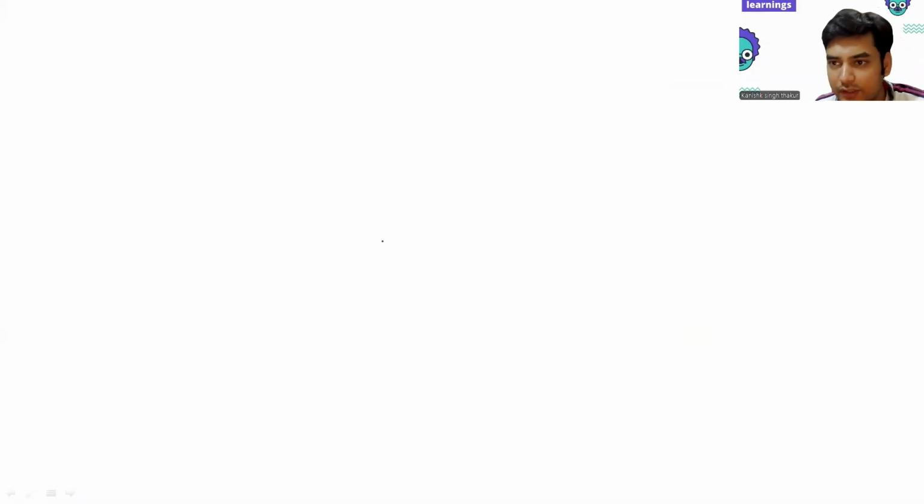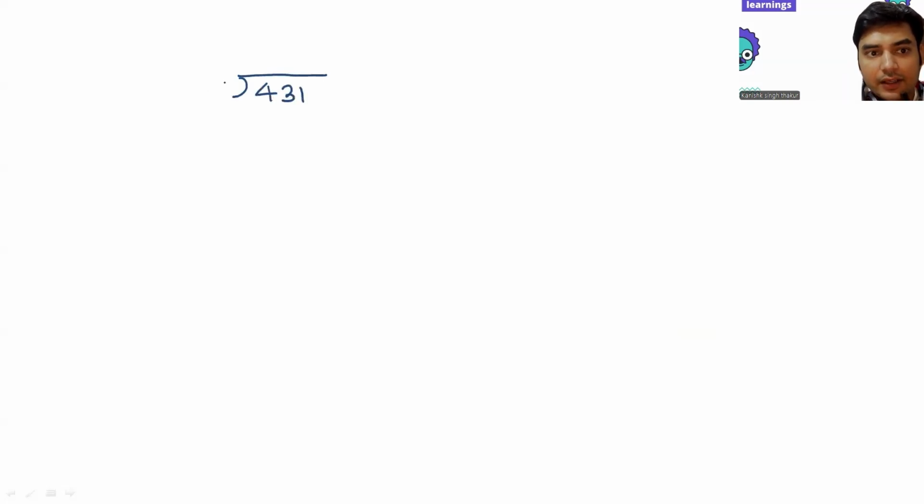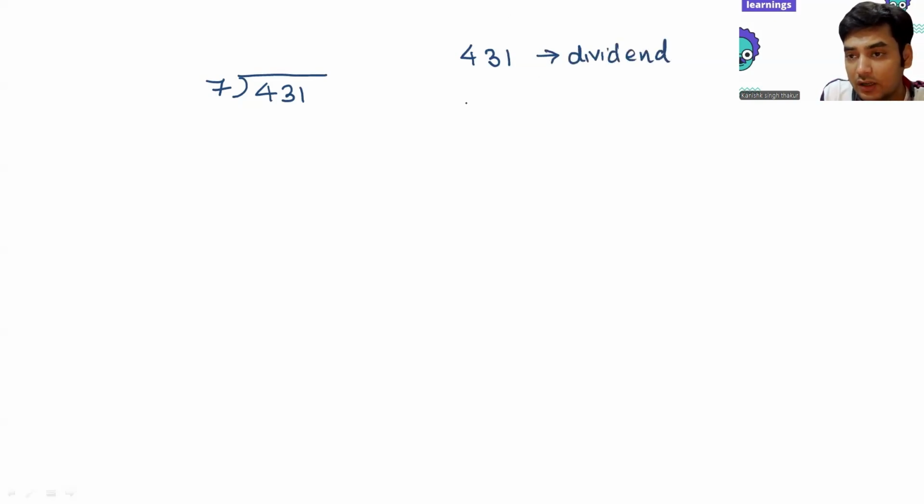Now how do you do divisions? Suppose I have 431, and I am dividing it by 7. So this 431 is the dividend, and the group size you are dividing by is called the divisor. This is the group size you have to make. Now just see the first number and try to reach closer to it in the times table. So the first number is 4. Does 4 come in the 7 times table? No, it's lesser than 7, so this will not work.